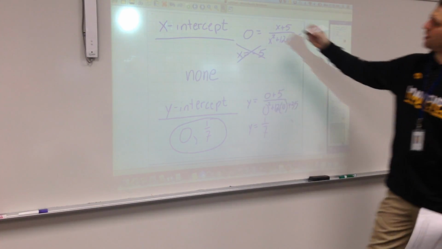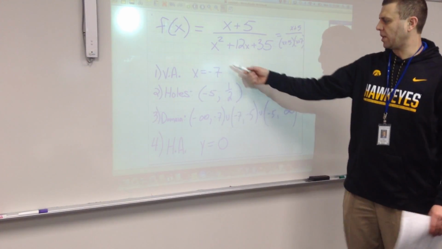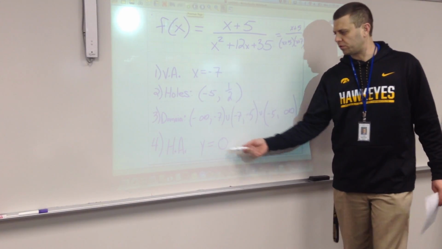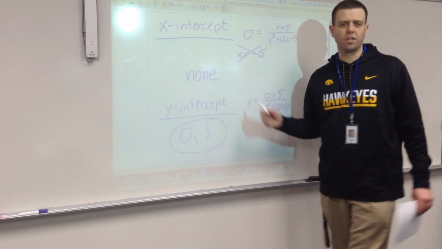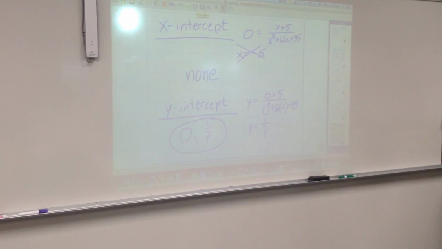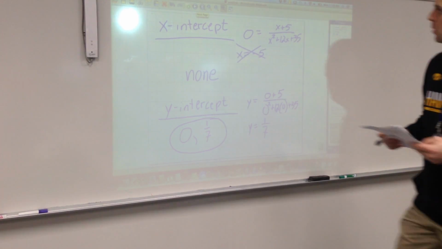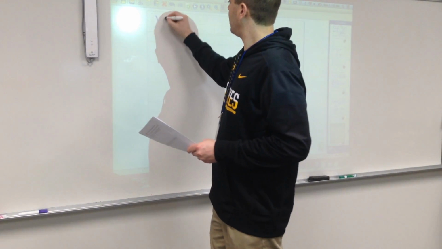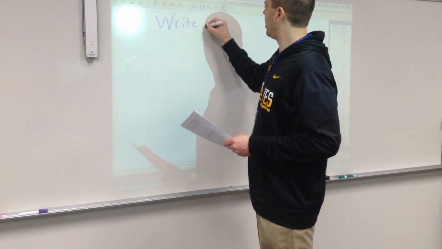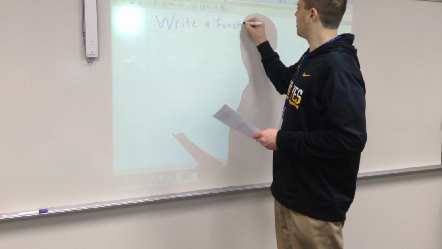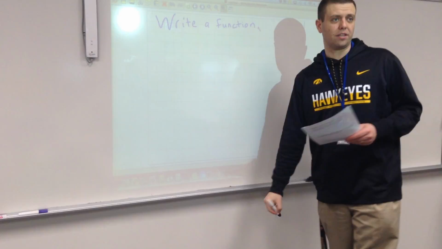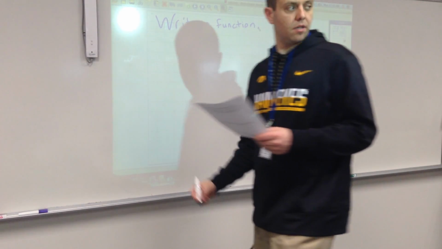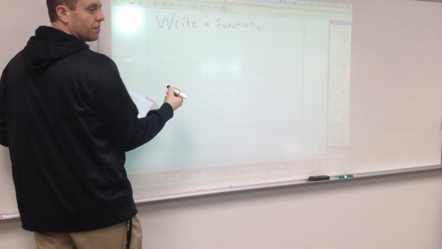So, we did vertical asymptotes, poles, domains, horizontal asymptotes, x-intercept, y-intercept. Any questions on that? Okay? One last thing here, I'm going to go pretty fast through it. You're going to have a problem that asks you to write the function. And I'm going to give you the information.